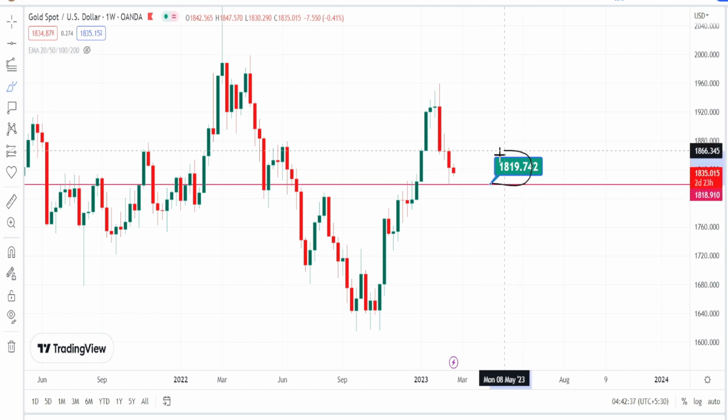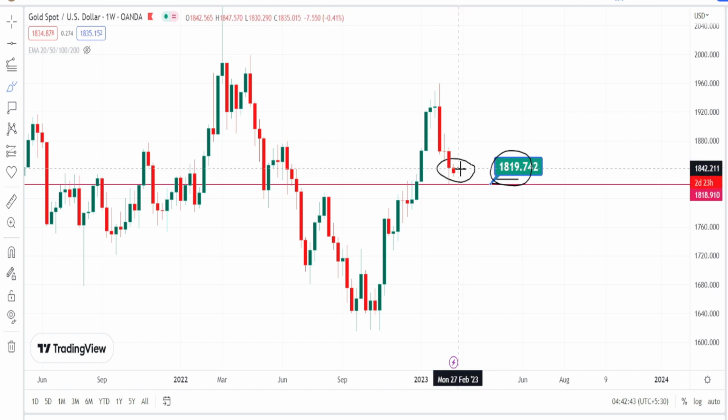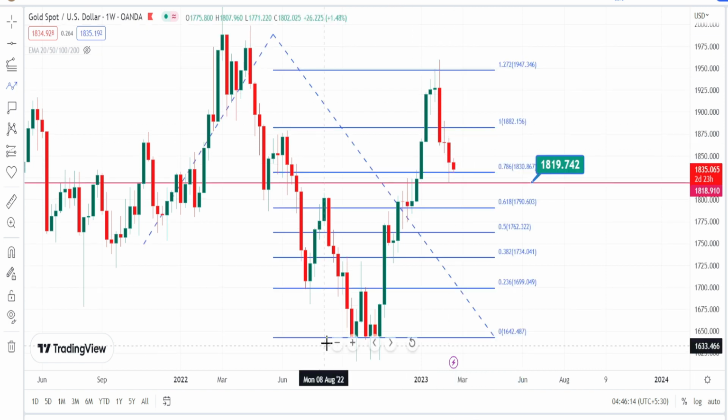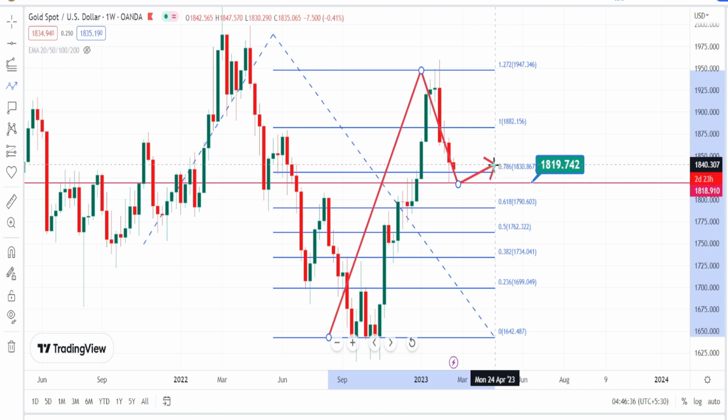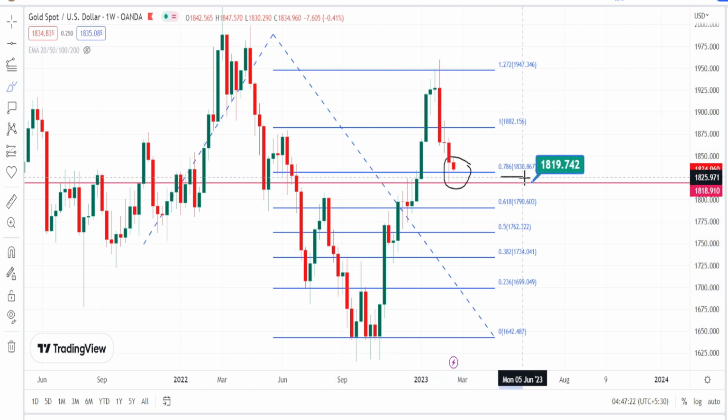The wicks of the previous candle went up to the level of 1819, and the next candle didn't manage to break this support level of 1819, and also the candle sizes are smaller, which shows the weakness of bearish trend in weekly time frame. I've used a Fibonacci extension tool, assuming that this bearish trend is only a retracement or a correction of the bullish trend, and when we notice the level at which the current price action is taking support, it is around the level of 0.786% of the Fibonacci extension level, which is around 1830.